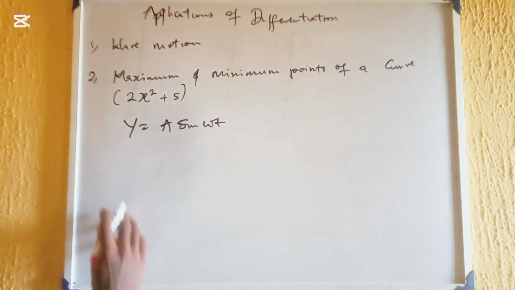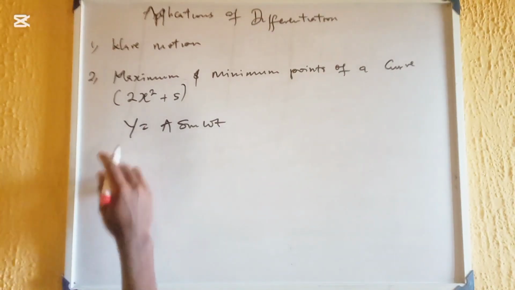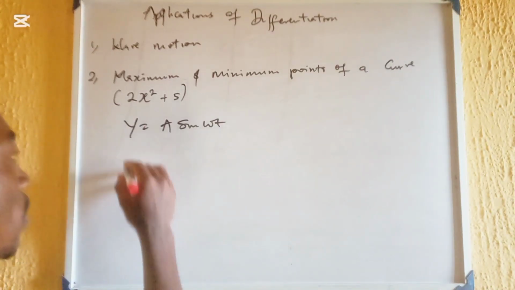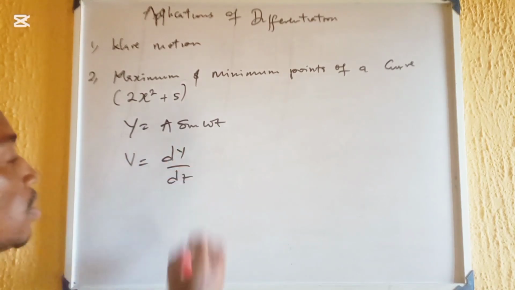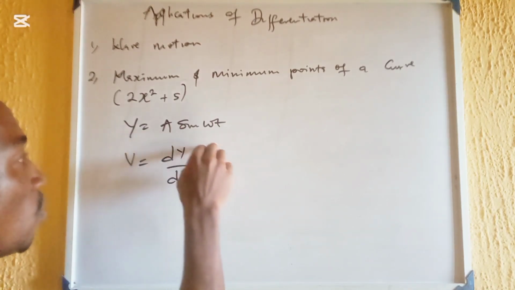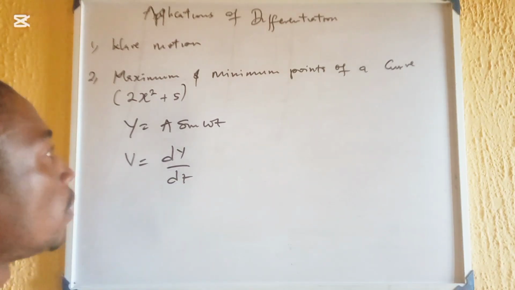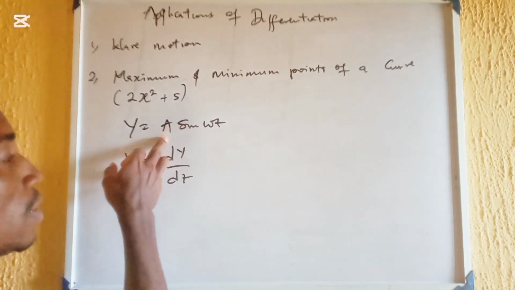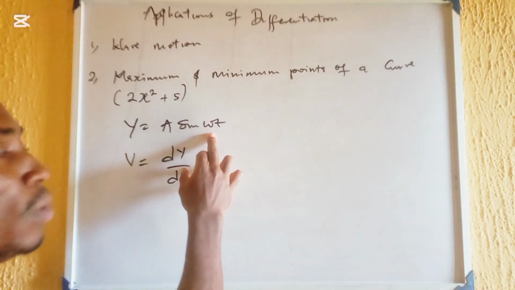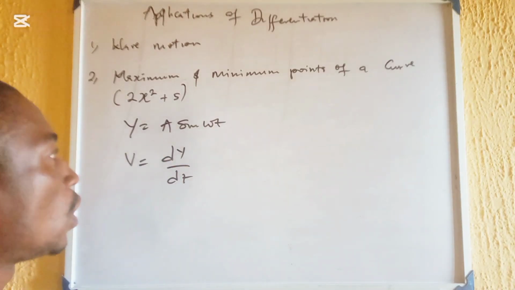So what do we do? We simply differentiate, as to get your velocity, velocity is given as dy/dt. So we are differentiating this equation with respect to time, meaning that A here is a constant, w is a constant. A is the amplitude of the wave, whereas w is the angular velocity of the wave.